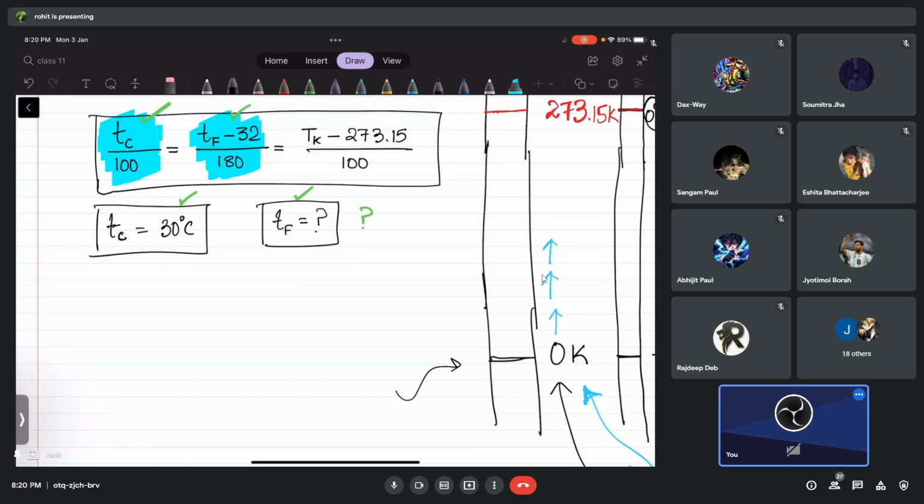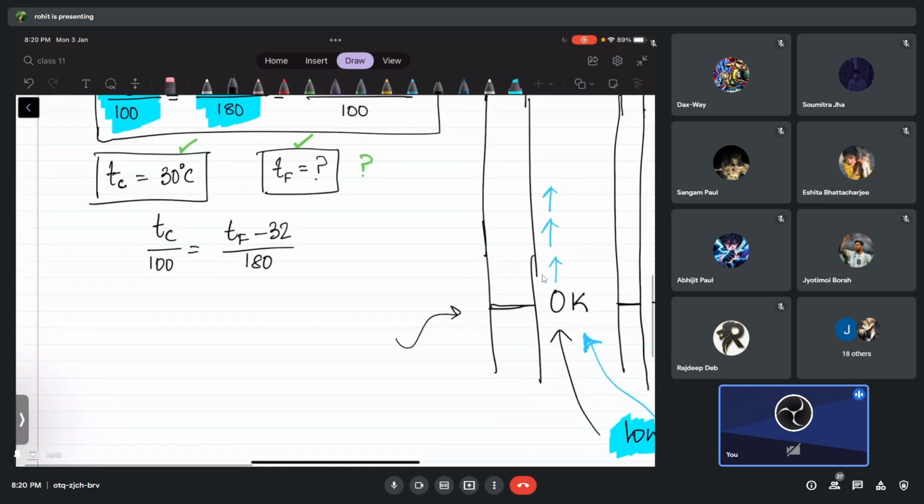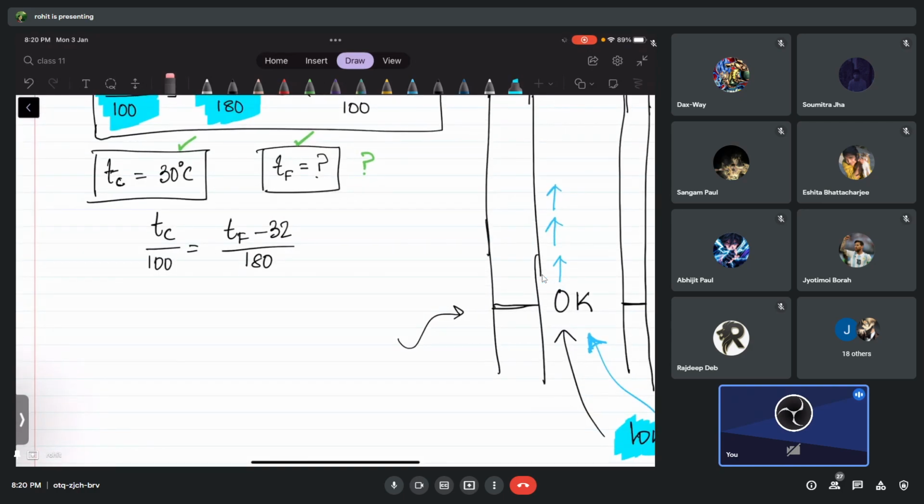So how to do it? I'll quickly show you. I'll write the formulas in place. Tc by 100 equals Tf minus 32 by 180. I'm finding Tf here, and I already know Tc. Tc is 30 degrees Celsius, as I told you just now. I can cancel this 0 with this 0, and then I can write 3 equals Tf minus 32 divided by 18. Okay, 18 into 3, I don't know.